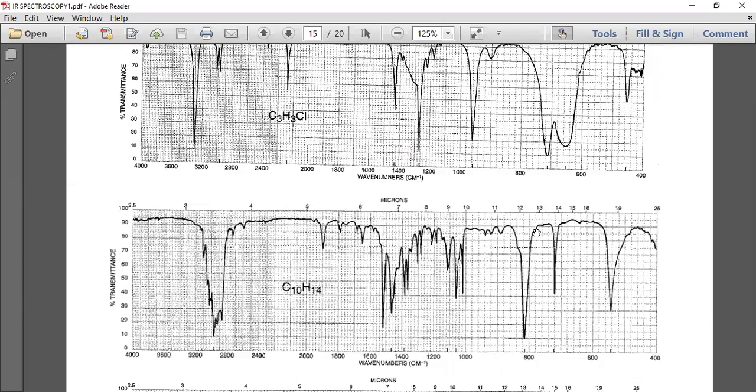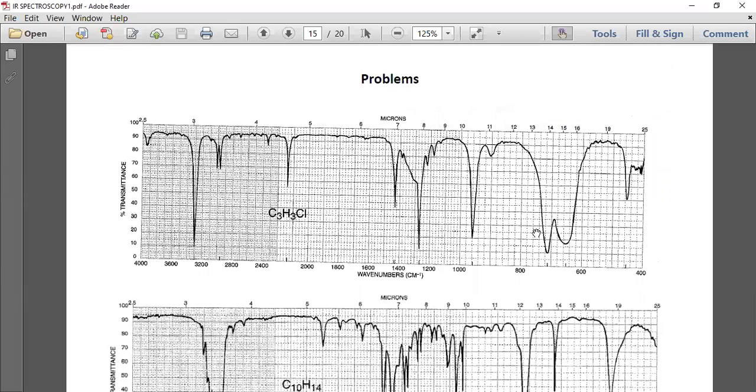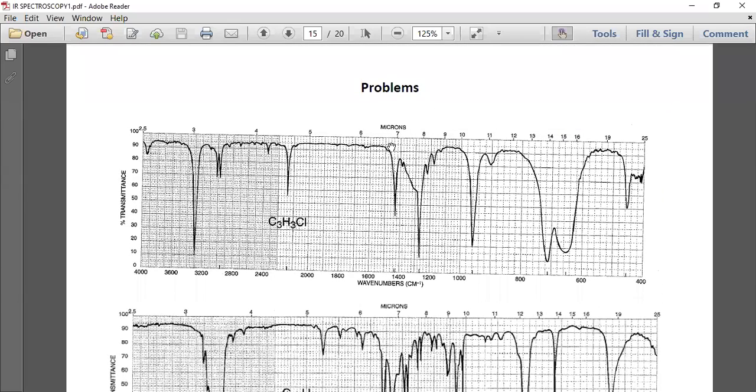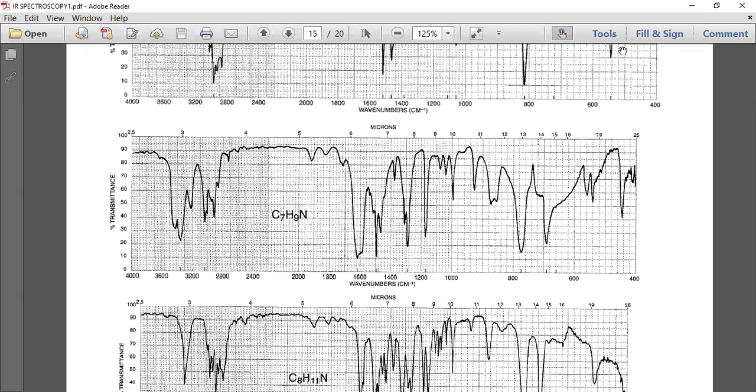Just look at these examples. We will try to solve them. A compound having molecular formula C7H9N, and its IR spectrum was also given. Then what is the given compound? The molecular formula is given and the IR spectrum is given, so we can easily identify it, right?